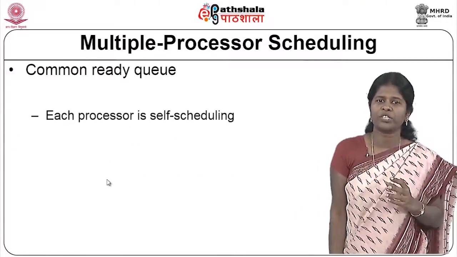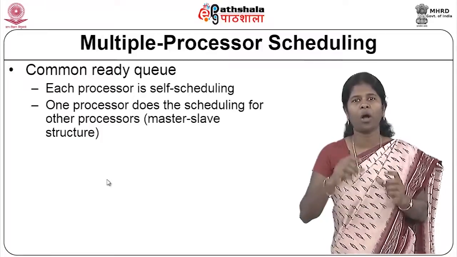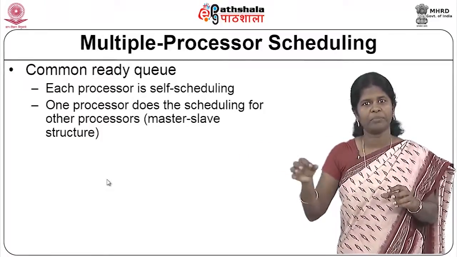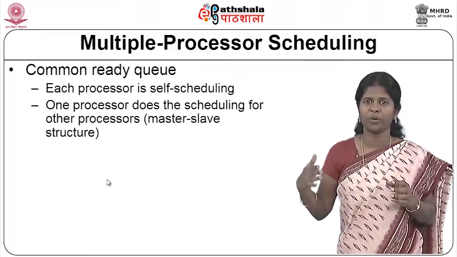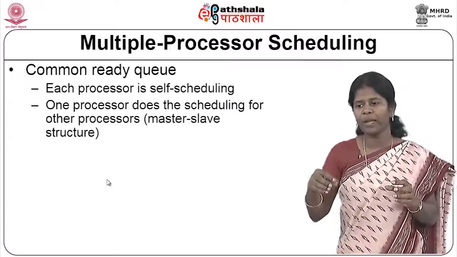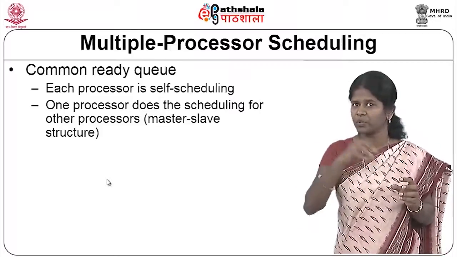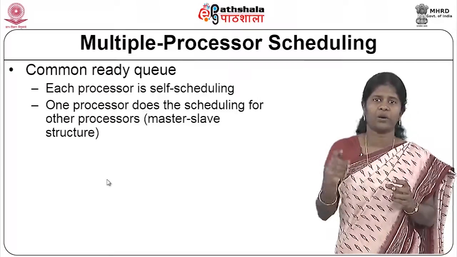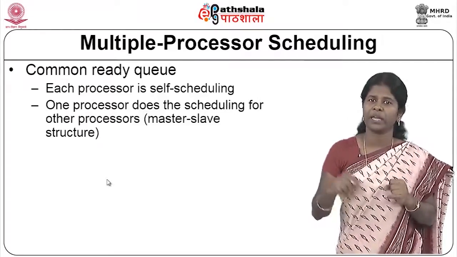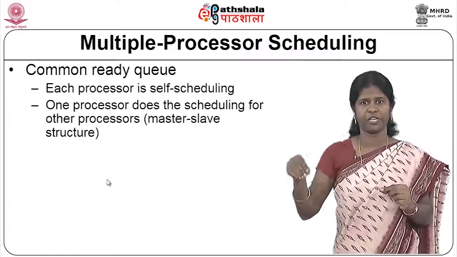So, a solution for this is to have a common ready queue. There will be multiple processors, but only one single ready queue into which all processes are put. And now, who will assign the processes to the different processors? So, there can be again two different ways in which it is done. One is each processor can be self-scheduling.